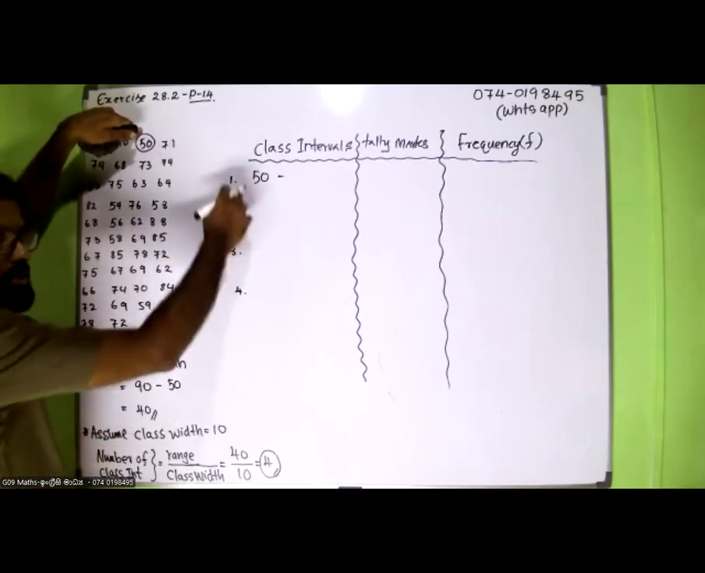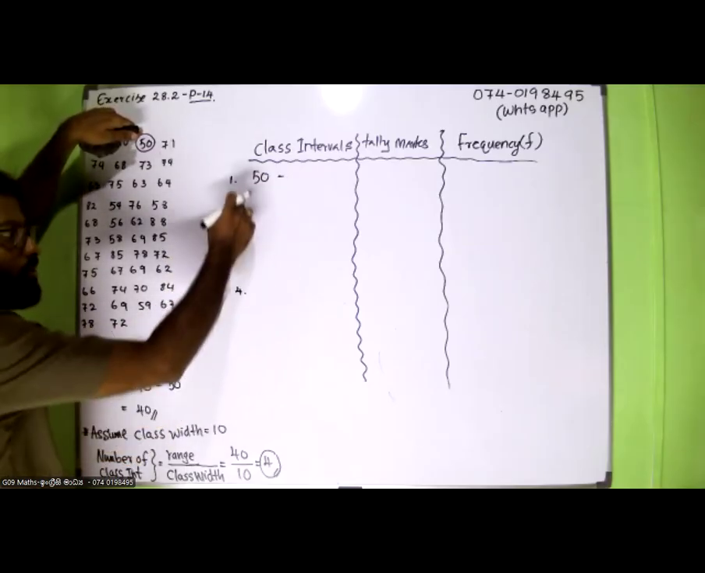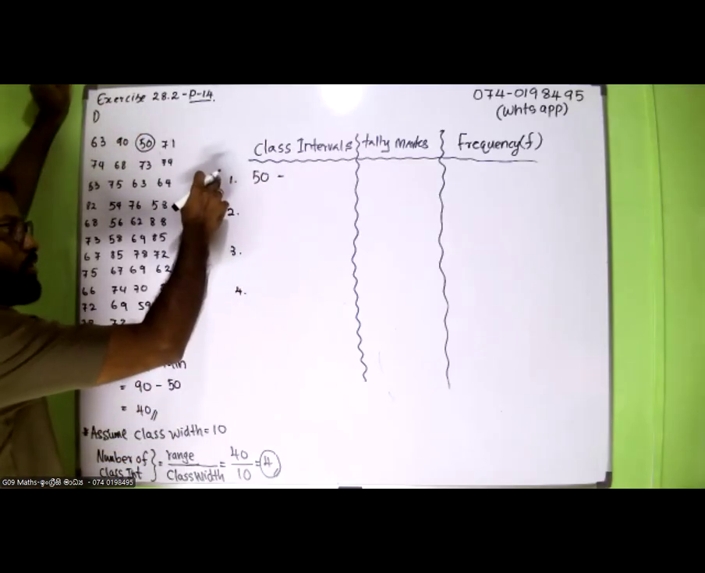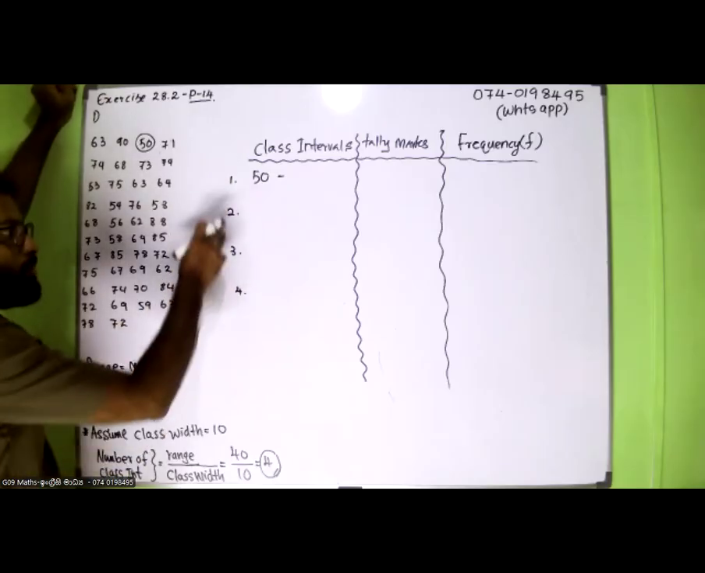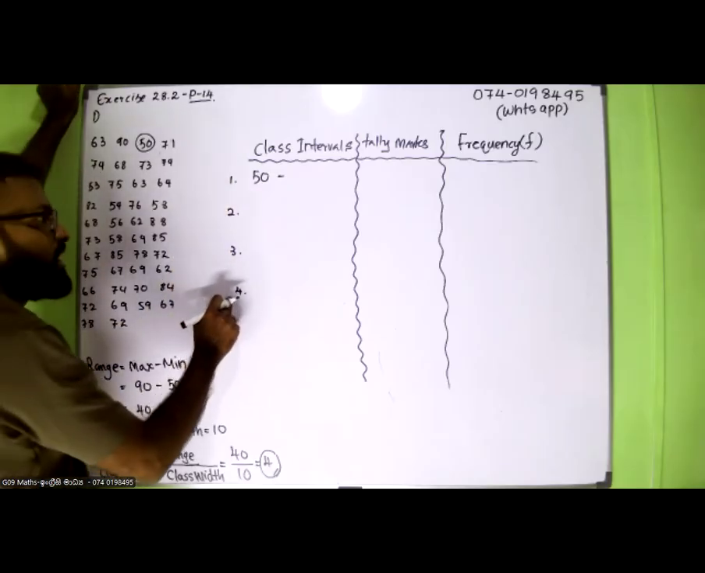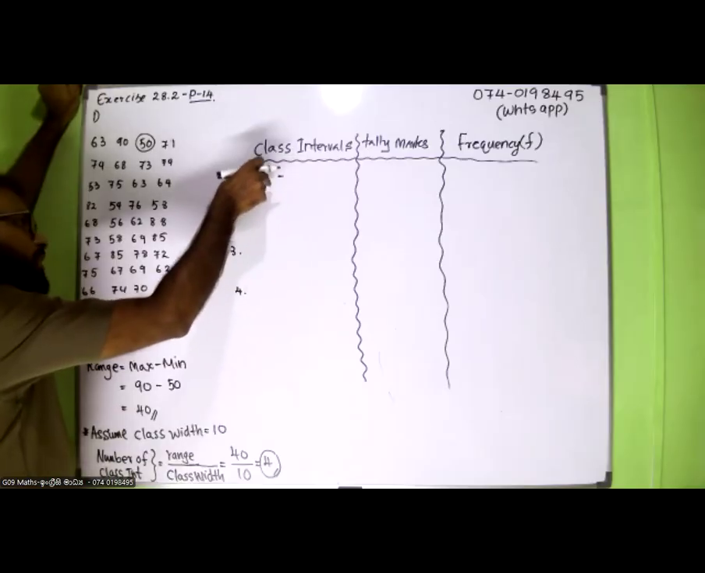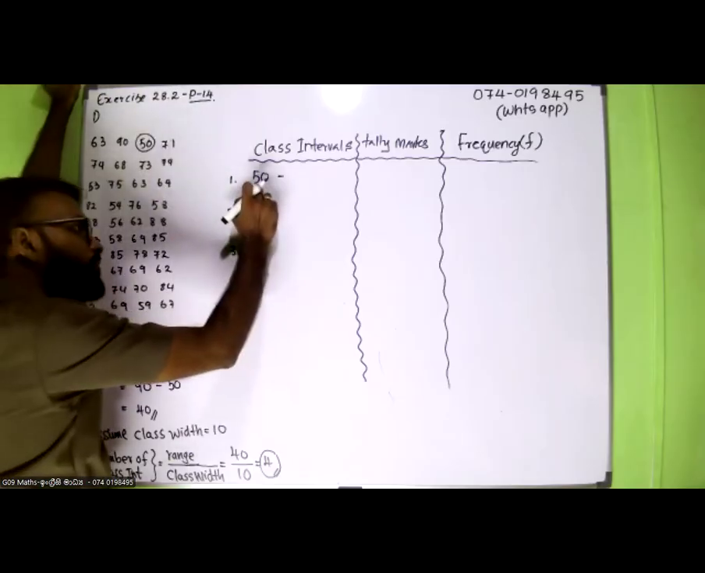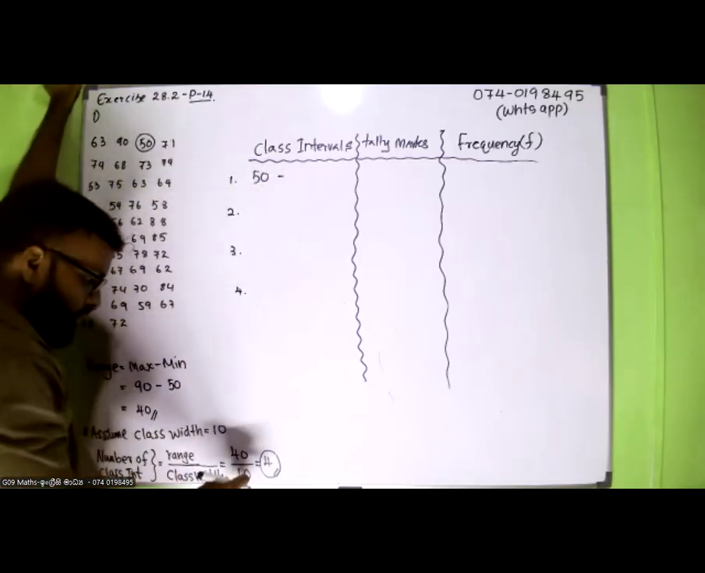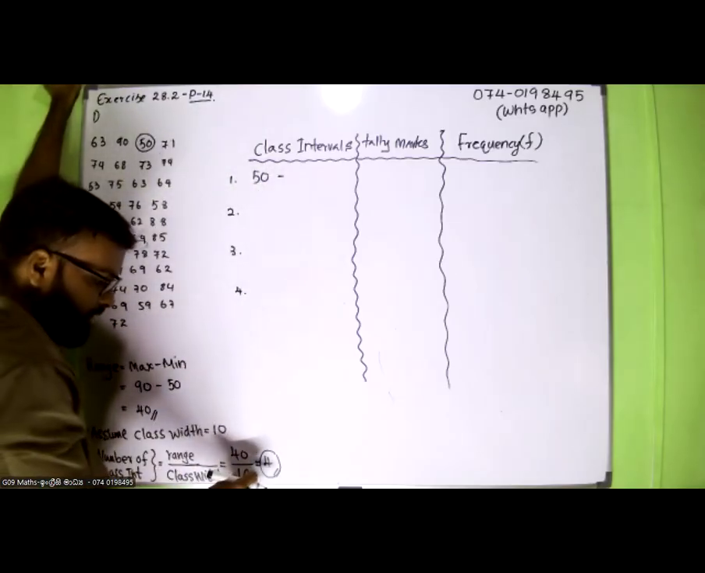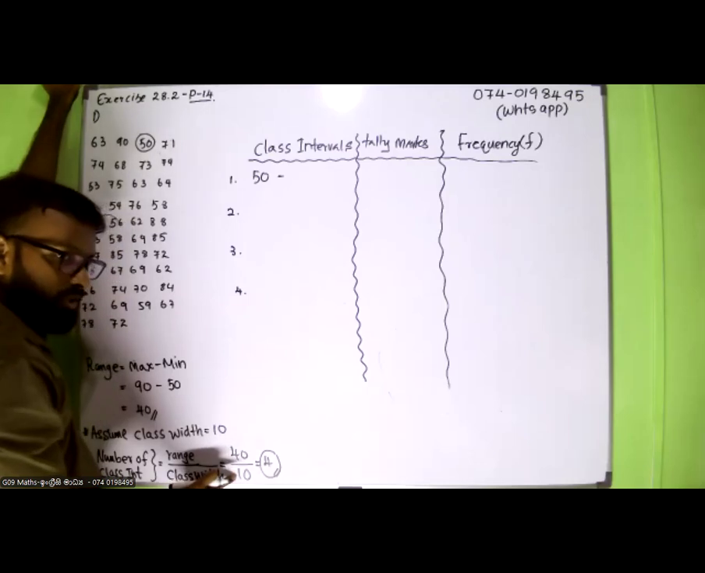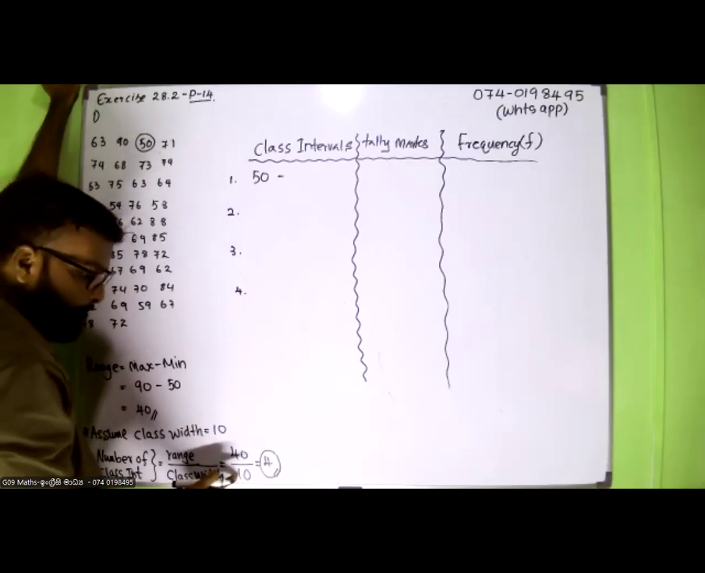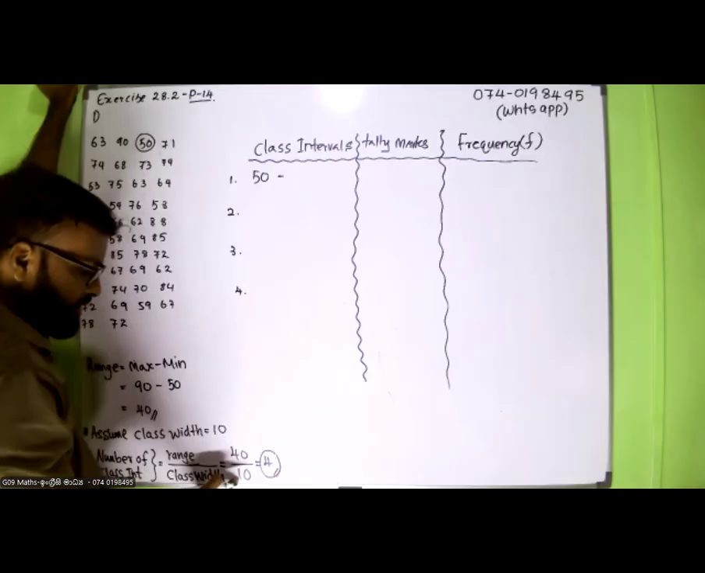These numbers can be erased. I have used my pencil to mention these numbers 1, 2, 3, and 4, right? For the first class interval, I am going to open from 50. What is the width that I have taken? The class width is 10.